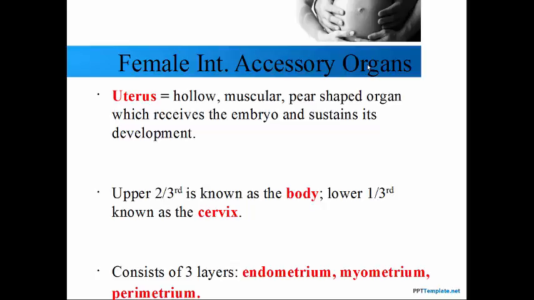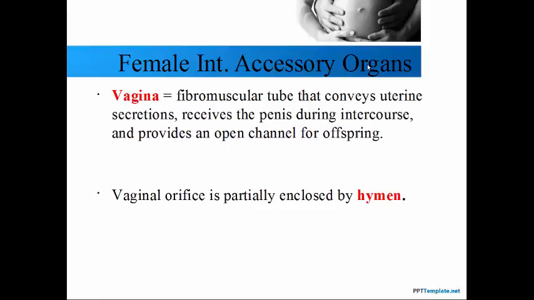And the uterus has three layers of tissue. Endometrium, the innermost lining, because endo means inside. Myometrium, the muscular part. Perimetrium, the tissue that goes around the uterus. Of course, we can't talk about this chapter and the female reproductive system without talking about the vagina. A fibromuscular tube that will convey uterine secretions, receive the penis for intercourse, and also serve as the birth canal for the fetus during labor. And the opening to the vagina is partially enclosed by a thin membrane called the hymen.